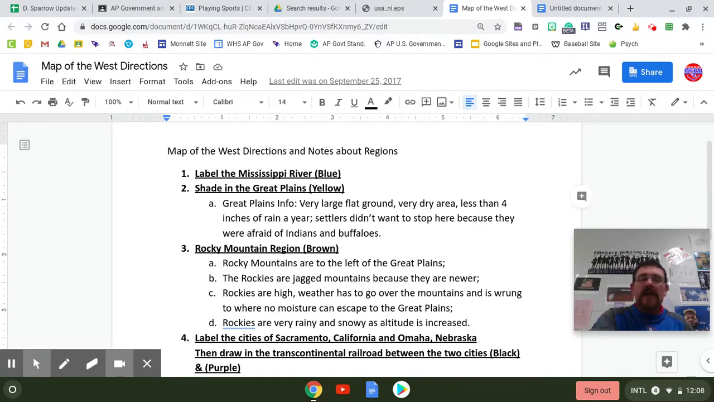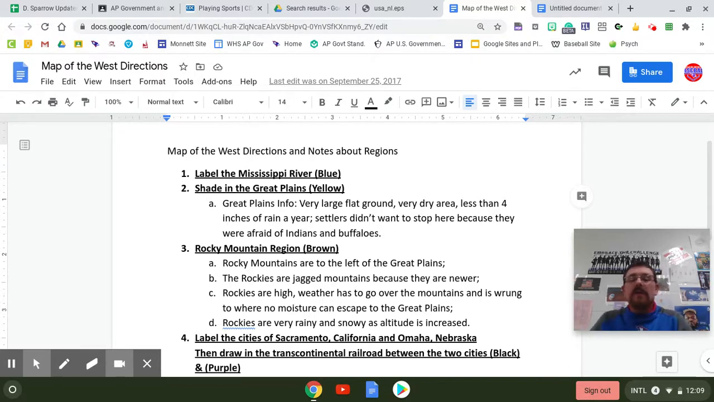And so some of the facts that are on here that you can see is, like, you talk about the Great Plains. They're very large, flat grounds. It's a dry area. They get less than 4 inches of rain a year. There are times in Kentucky where we get 4 inches of rain in like 2 days, and they don't get 4 inches of rain a year. So we talked about them building their homes out of sod because there's no trees. There's not enough rain for trees to grow. The settlers did not want to stop here because a lot of times they were afraid of Indian attacks, afraid of buffaloes, and it became problematic for settlers there, but they didn't have anywhere else to go. So basically, that's where they start to settle.